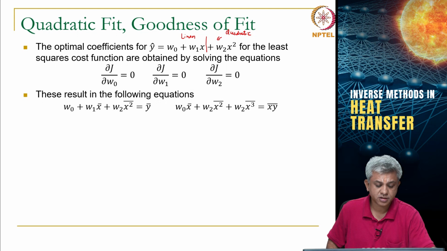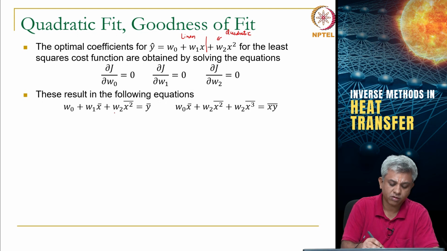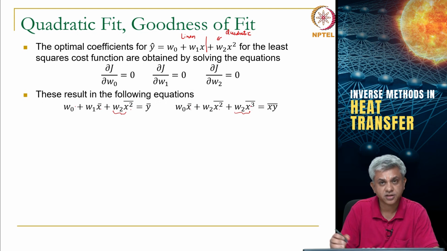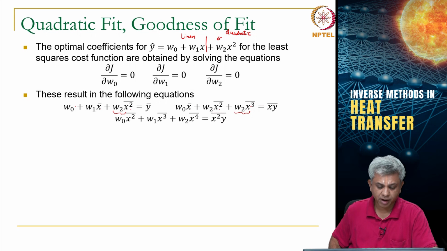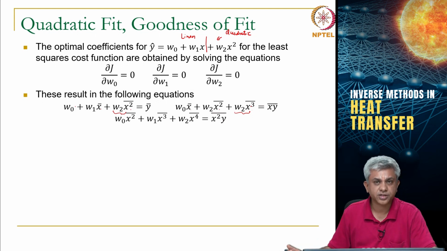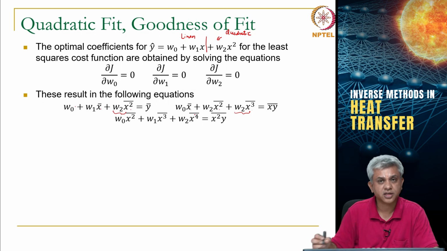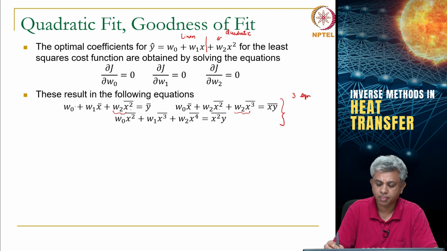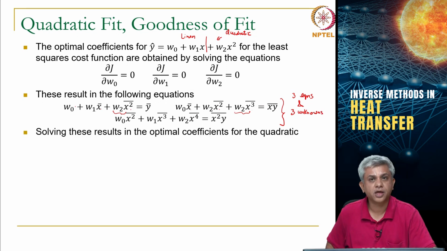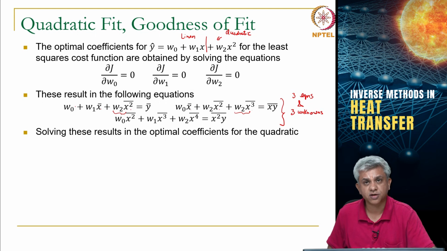We wrote down the equations. As you saw, the first 2 equations look almost identical to the linear case, except now of course you have this additional term. But notice the progression: constant, x bar, x square bar; x bar, x square bar, x cube bar, and so on and so forth. Same idea as the last time, and the last equation is x square bar, x cube bar and x 4 bar, and you have 3 equations and 3 unknowns now. You can now solve these to obtain the optimal coefficients of the quadratic, and the rest of it remains the same as before.